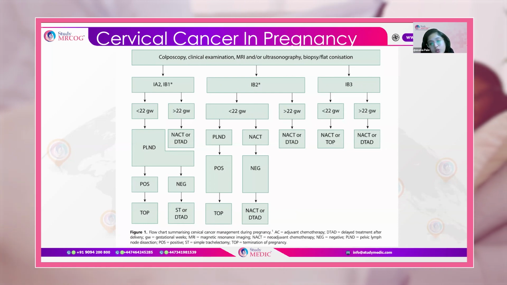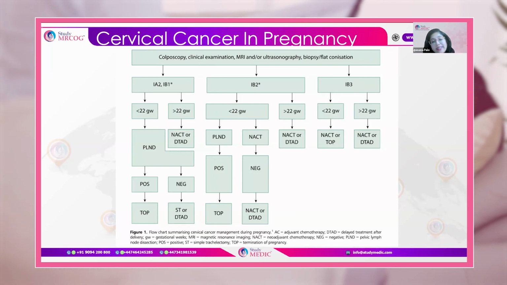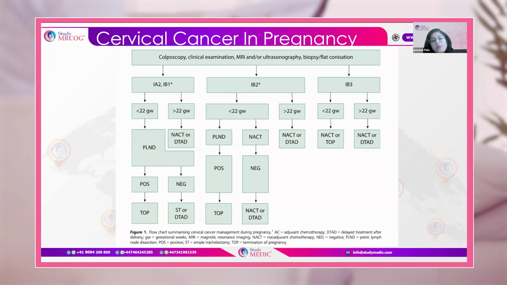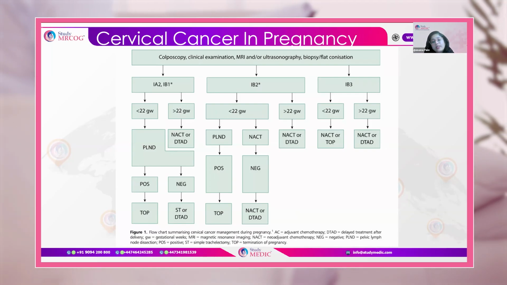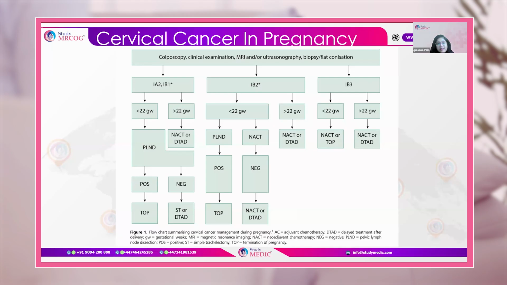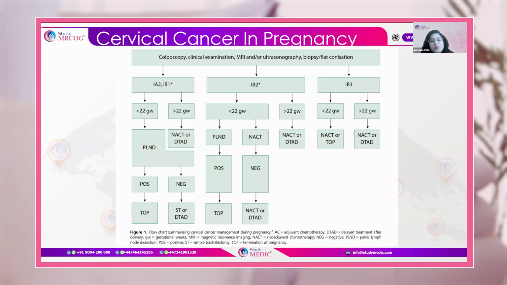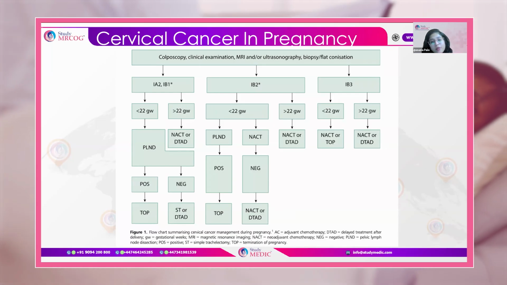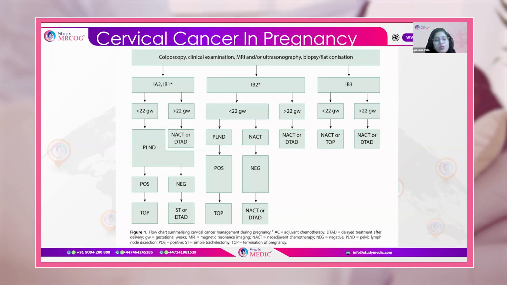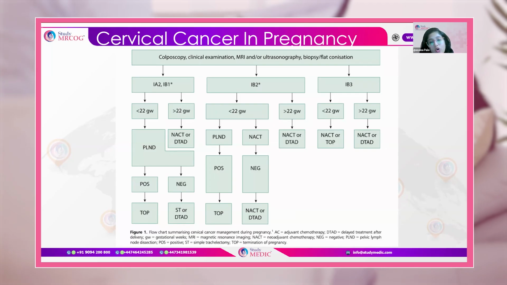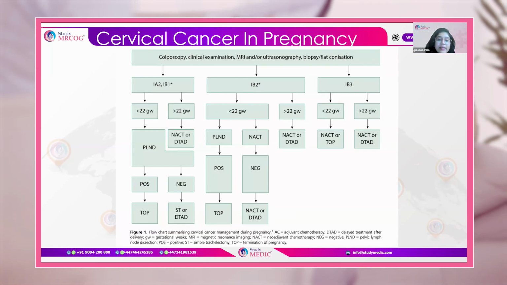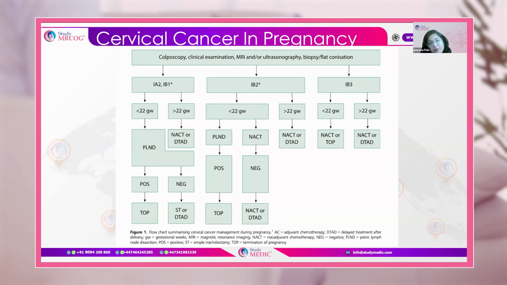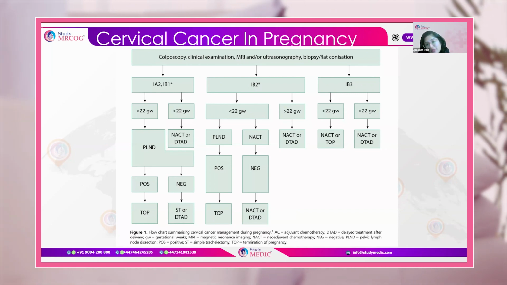In case she is more than 22 weeks of gestation, then you can actually delay the treatment. You can wait because it's an early stage, or you can go for NACT. NACT will downstage the tumor while she is pregnant, and you will be able to do a surgery after delivery. Now, similarly for 1B2, if it is less than 22 weeks, you should go for a pelvic nodal dissection or a NACT. And in case she is more than 22 weeks of gestation, then you can go directly for NACT or delay the treatment.